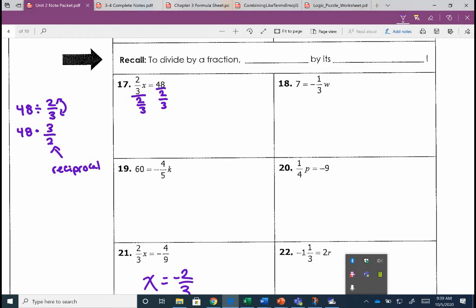When we flip that second fraction, this is called a reciprocal. So dividing by a fraction, our little recall up here, again, once upon a time you learned it, not sure how long ago it was for you or the last time you used it, but to divide by a fraction, we really multiply by its reciprocal. We really multiply by its reciprocal is our trick.